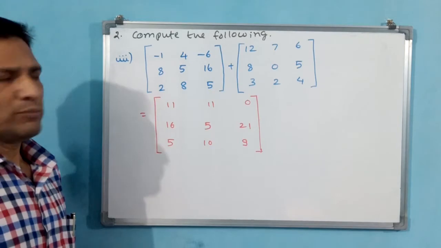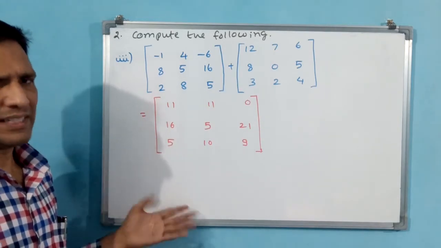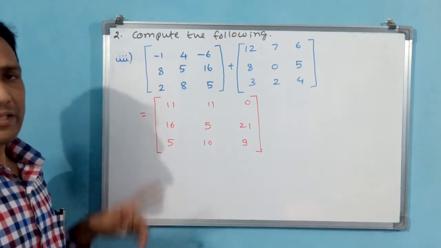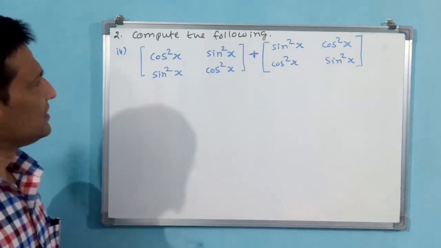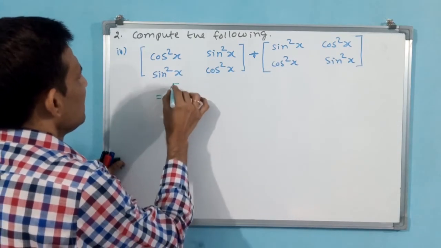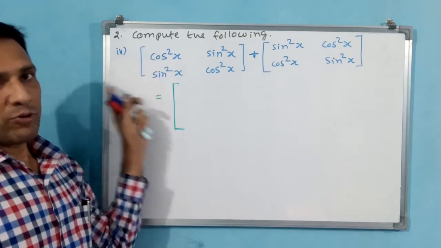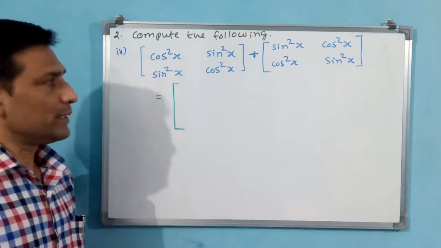Simple addition only. Directly we have written, we need not write again plus and all inside. Directly we can write. Let us go for fourth part. Okay, let us see. Second question, fourth part. This is the last part in this question.